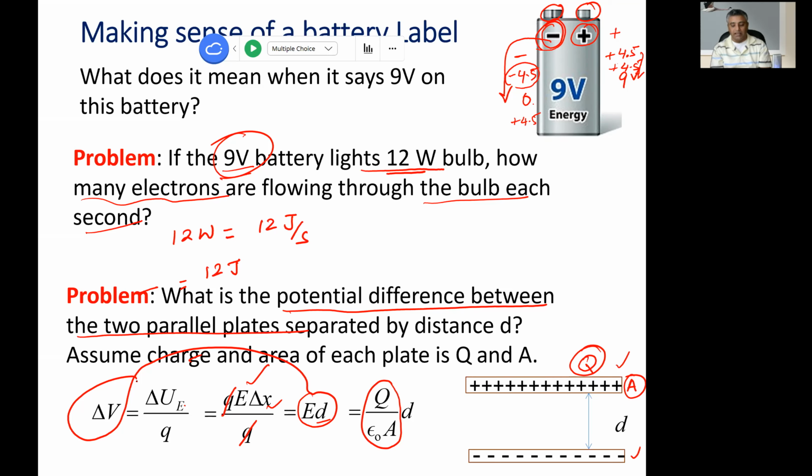So just multiply electric field by the separation distance, and that's going to give you potential difference. Or bring this d and divide, that's going to give you field. So that's another important formula we have here, okay?